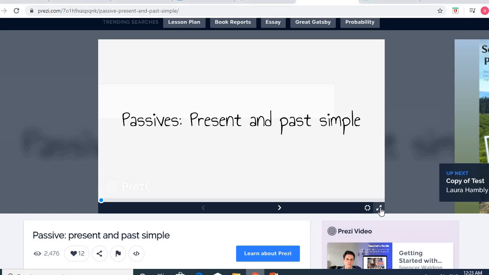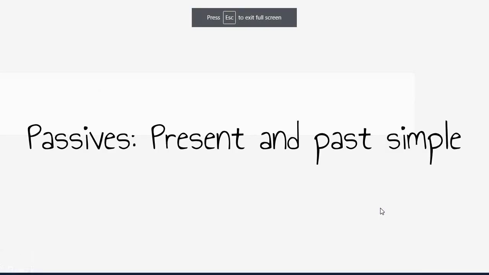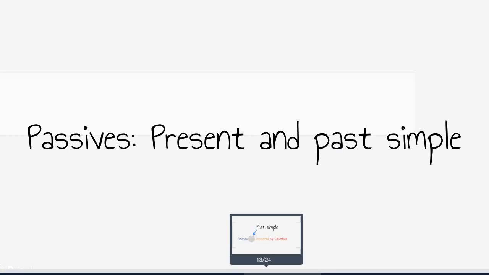So we are going to know what the passive voice is and how to make my sentence passive when the verb is in the present and when the verb is in the past. Let's start.